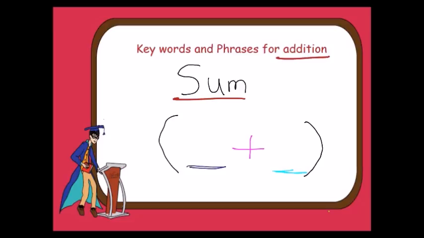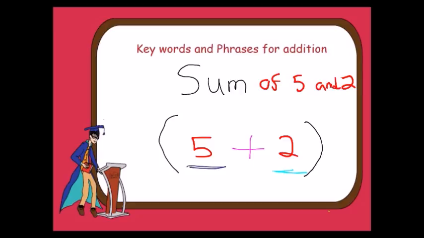So let's say I wanted to find the sum of 4 and 7. How do we set that up? 4 plus 7. Done. Let's say I want to find the sum of 5 and 2. Okay, 5 plus 2. Done. Super word, sum is. Now, does it always have to pertain to two numbers?